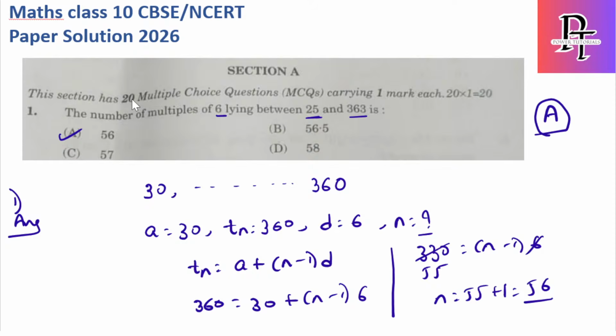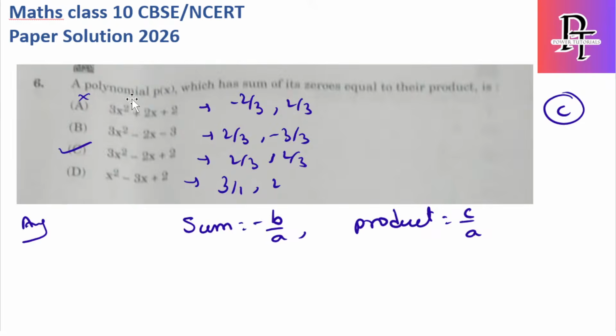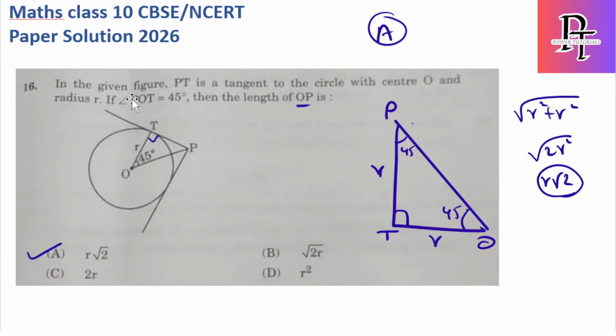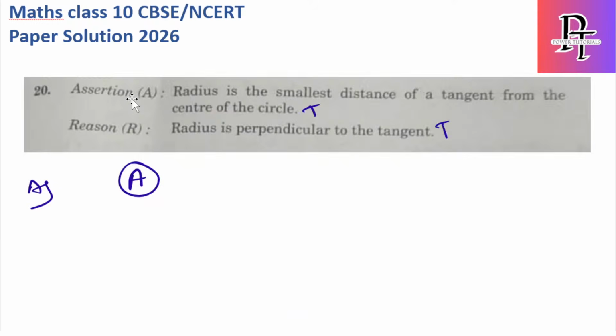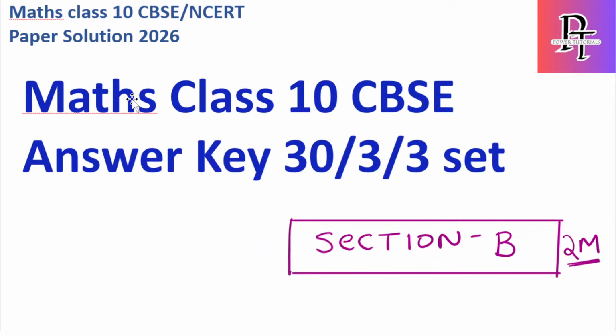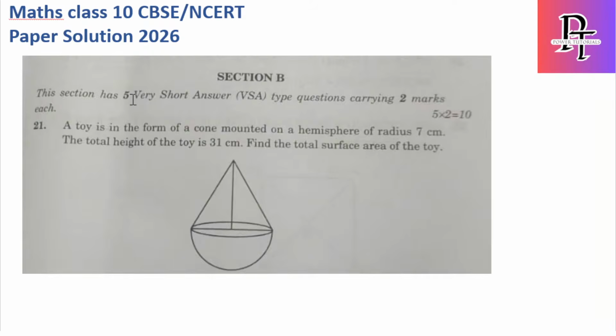Now in this video, I'm going to cover section B questions, which are 2 marks questions. We have 5 questions. Section A questions up to 20 we have covered, and I also mentioned the answer key for each question. Today we are starting with section B. Each carries 2 marks, so the total weightage from section B is 10 marks.